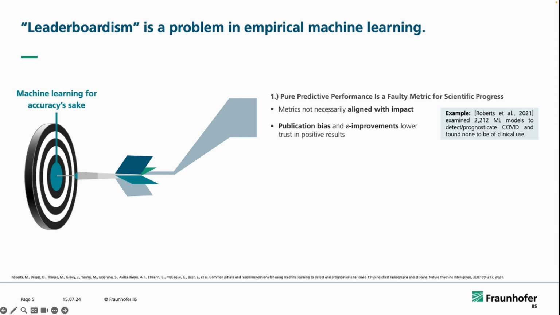There's a great example from Roberts et al. 2021, where they examine over 2,000 machine learning models that detect or prognosticate the coronavirus, and they found none of them to be of any clinical use.